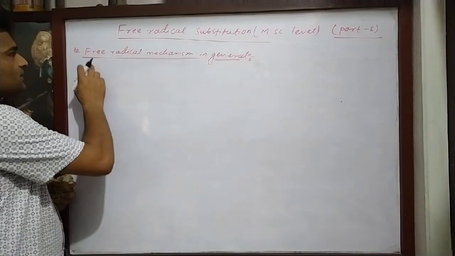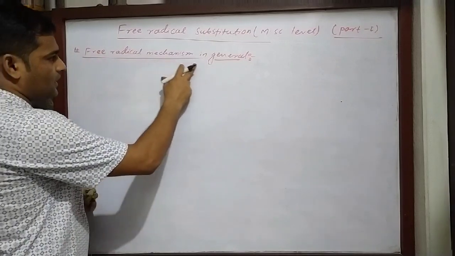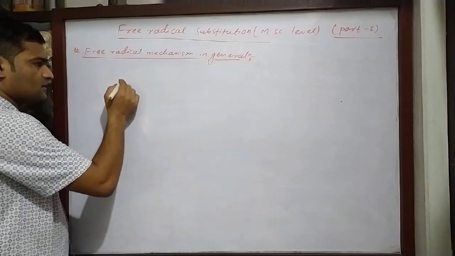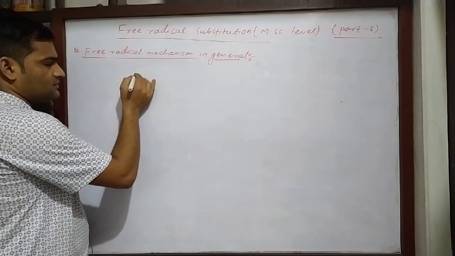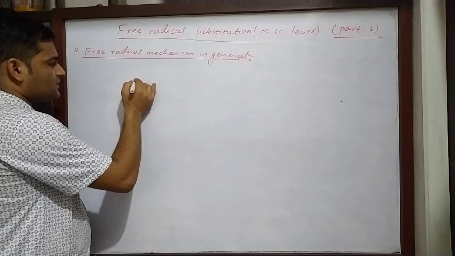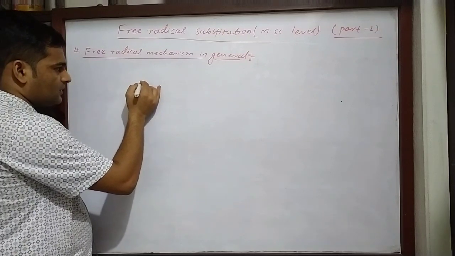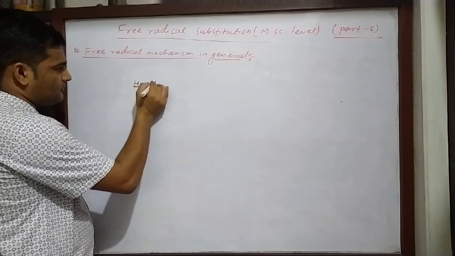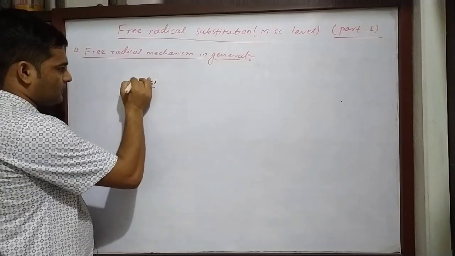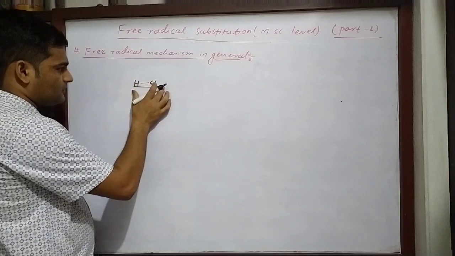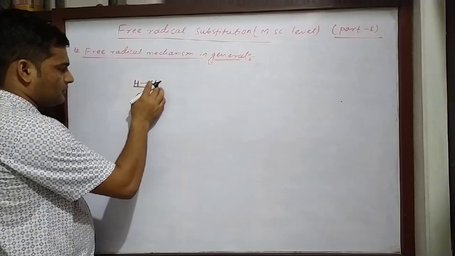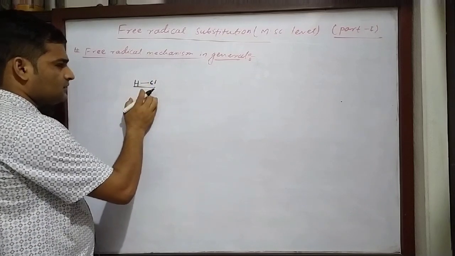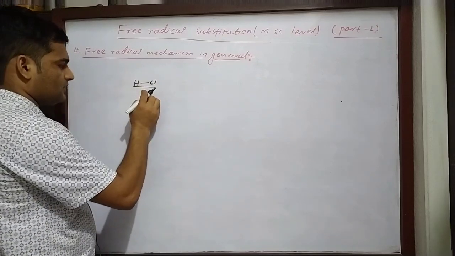First we are discussing the free radical mechanism in general. In the free radical mechanism, at first we have to understand what a free radical is. Suppose we take an HCl molecule. This is a covalent molecule, because hydrogen and chlorine are both non-metals, and when two non-metals combine, a covalent bond is formed.